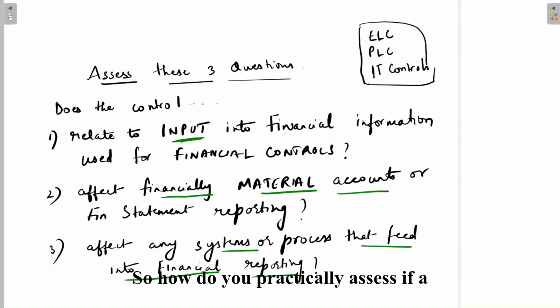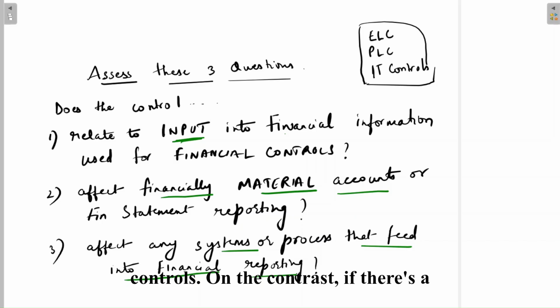So how do you practically assess if a control is a SOX control? Whenever you're in doubt, you can ask yourself these 3 questions, and if the answer to any of these is yes, then it is a SOX control. So what are the 3 questions? First, does the control relate to input into financial information which is used for financial reporting? For example, if there's a control for ensuring accurate processing of journal entries, is it related to input data? Yes, because your journal entry is going to be an input into your ultimate preparation of your financial statements. So controls around journal entries are controls which impact the financials, and hence these are SOX controls.